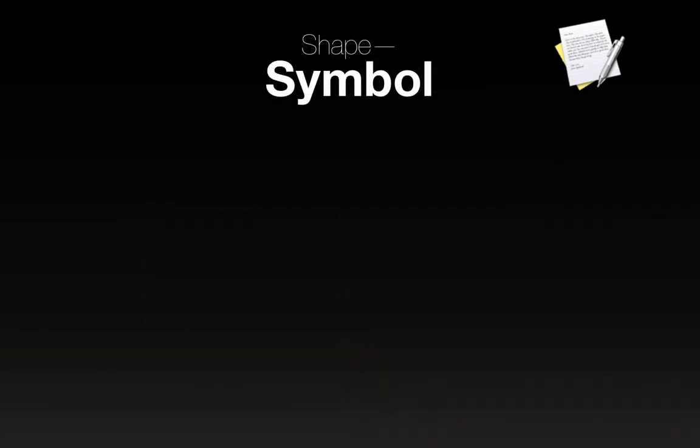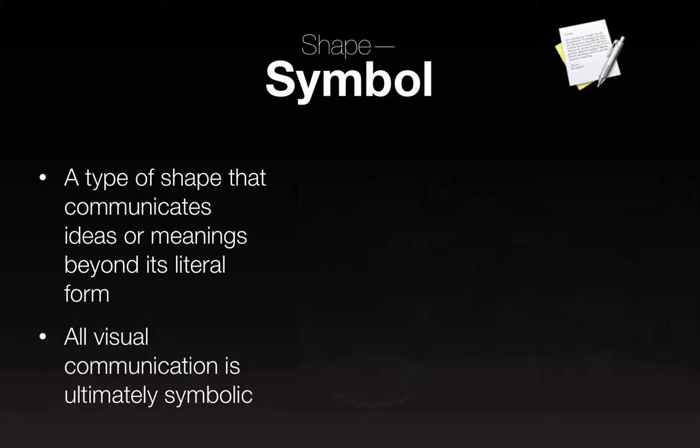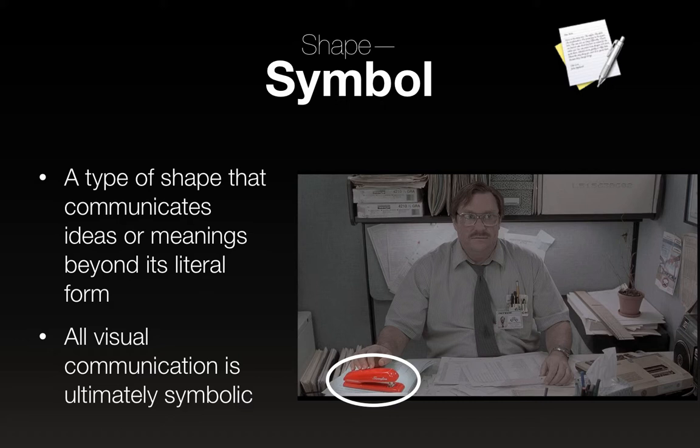A symbol. This is a type of shape that communicates ideas or meanings beyond its literal form. And all visual communication is ultimately symbolic. The red stapler in Office Space is a good example of a symbol. It's not just a red stapler in this movie. This represents something else in this movie. Think about that. See if you can deduce what this is symbolizing.